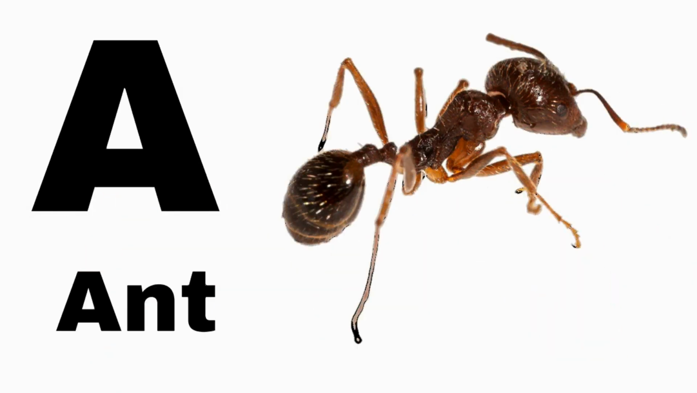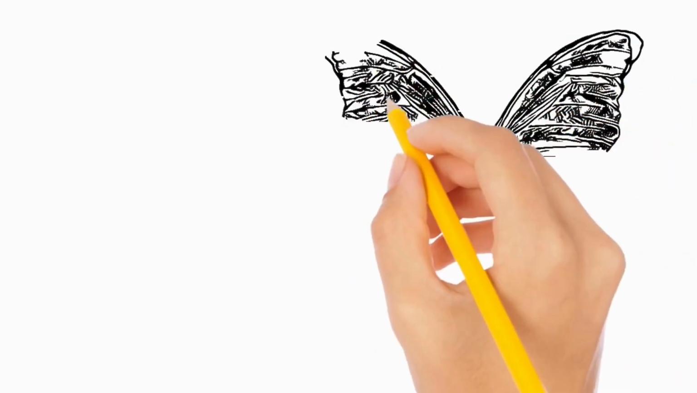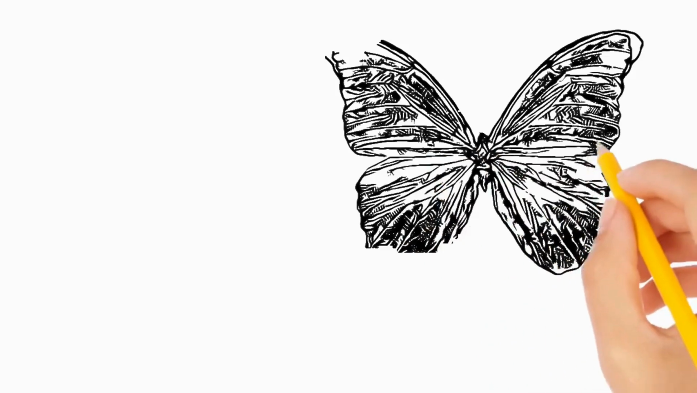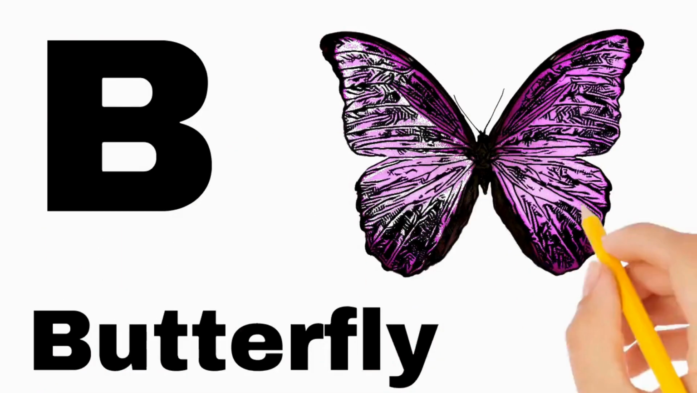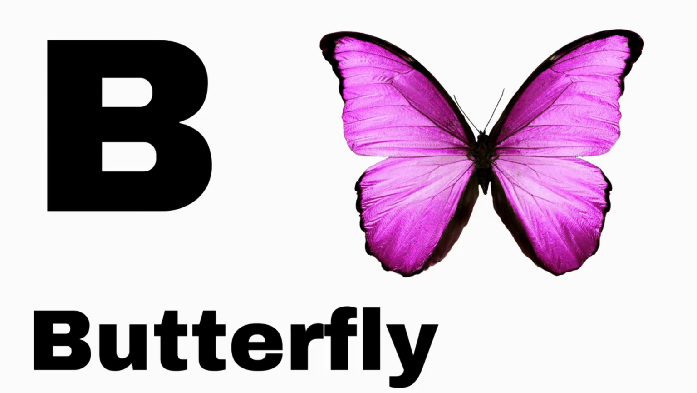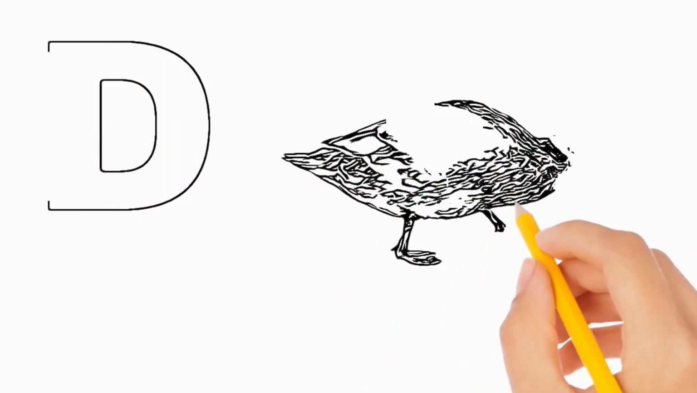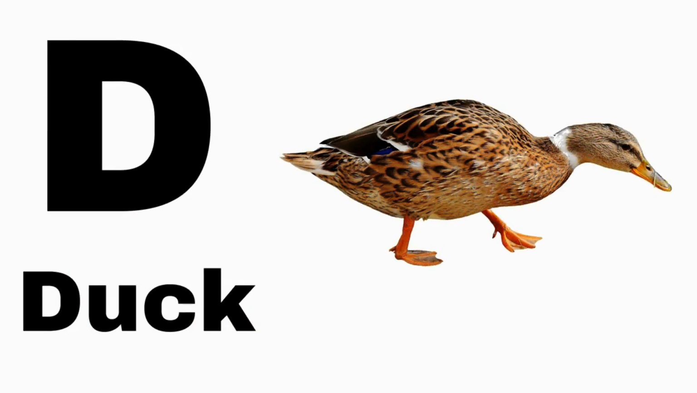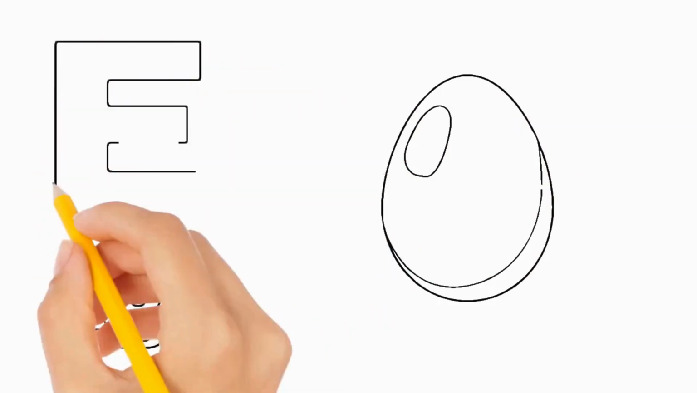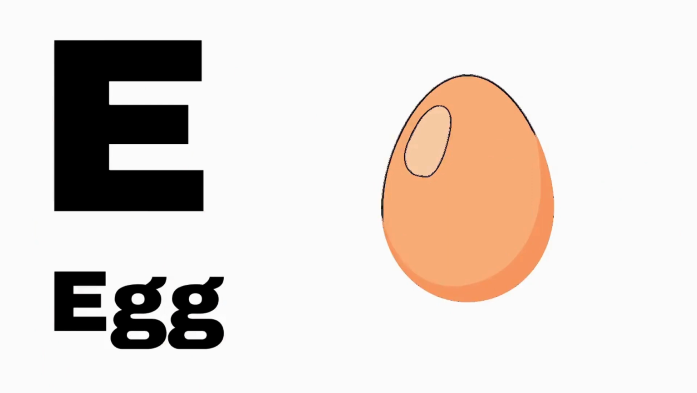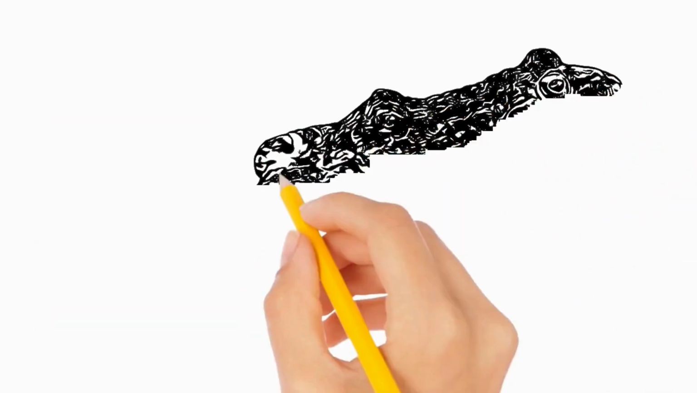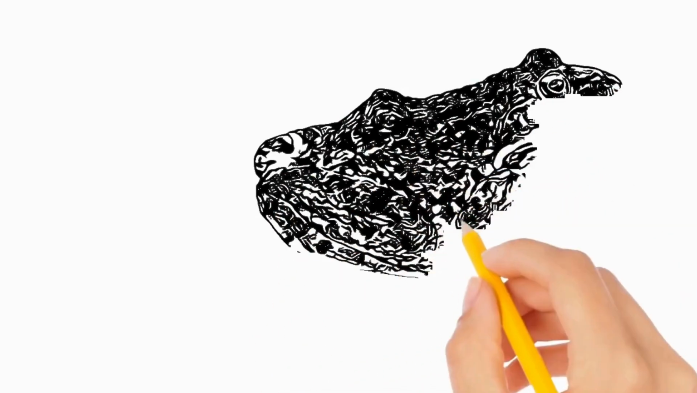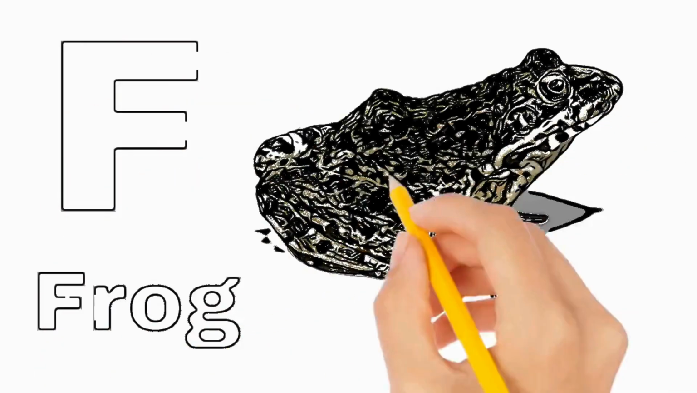A for ant. B for butterfly. C for cup. D for duck. E for egg. F for frog.